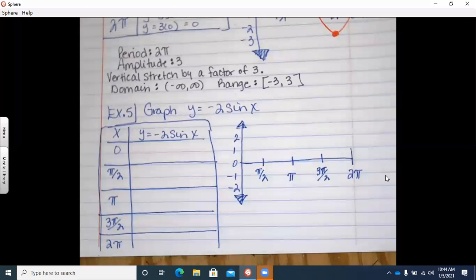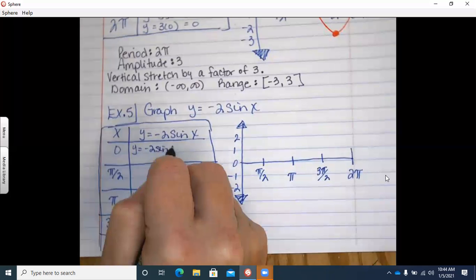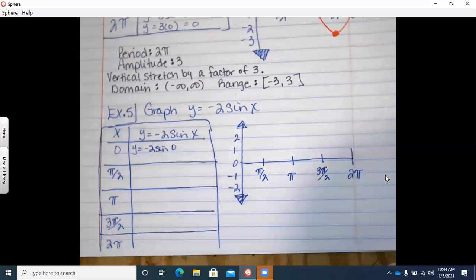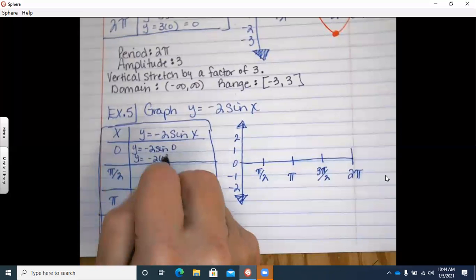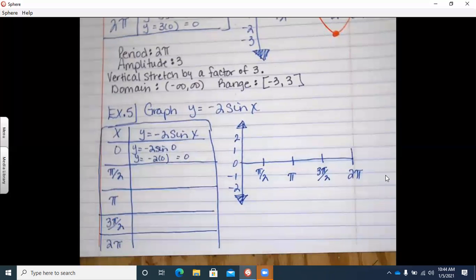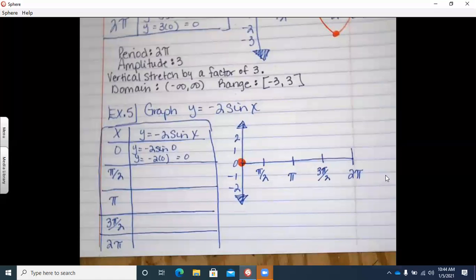So we just take the equation, and wherever we see an x, we substitute whatever we're finding the sine of. So we're going to start with finding y equals -2 times the sine of 0. And what is the sine of 0? So -2 times 0 is 0, which is what we figured. Do you think at pi halves we're going to plot a point at 1, like we normally do? Let's see.